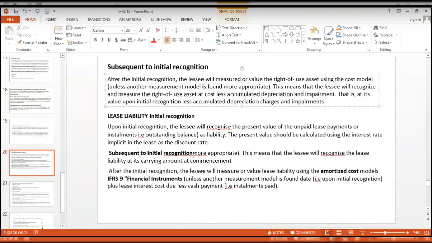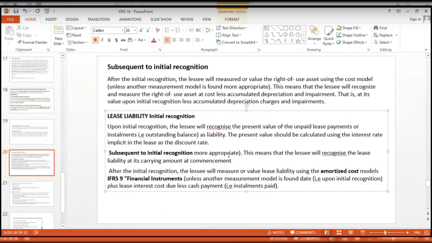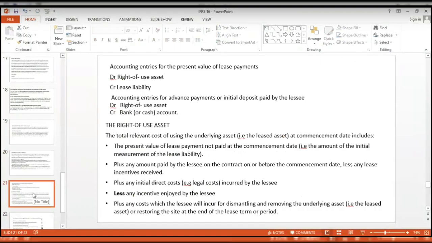Subsequent to initial recognition, the lessee will measure the lease liability using the amortized cost model. You'll be learning that. You still need to learn a standard called IFRS 9. The liability is the amount upon initial recognition plus lease interest cost due, less payments made. So we will see how this is calculated shortly in an example.